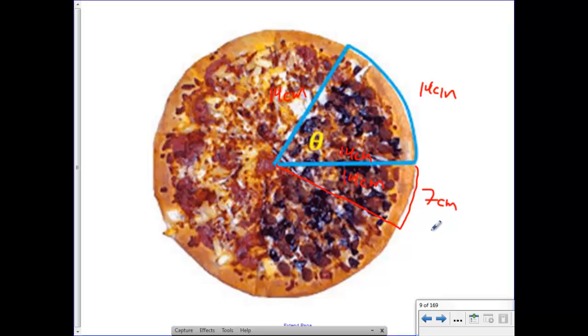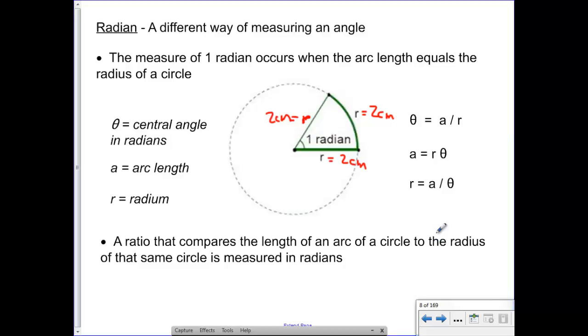So it's dependent on that one side? It's dependent on however big the radius is, and this right here is called an arc length. We use A for it. So you can just divide it. That's all you do, you divide the two. That's the formula here.